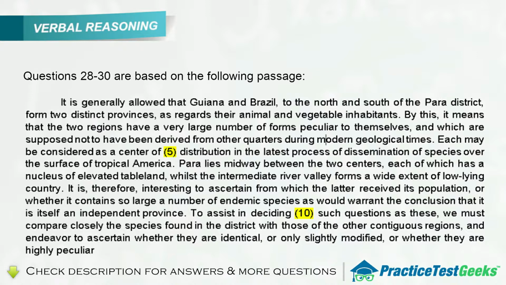It is, therefore, interesting to ascertain from which the latter received its population, or whether it contains so large a number of endemic species as would warrant the conclusion that it is itself an independent province. To assist in deciding such questions as these, we must compare closely the species found in the district with those of the other contiguous regions, and endeavor to ascertain whether they are identical, or only slightly modified, or whether they are highly peculiar.